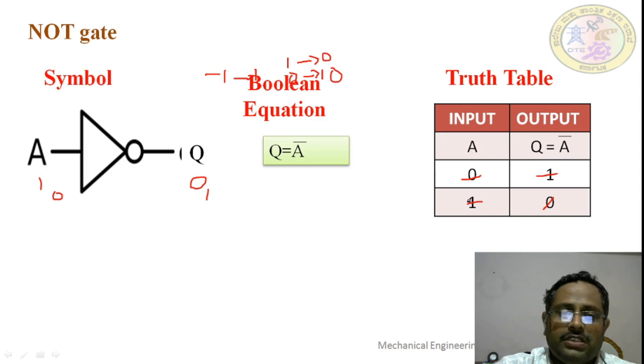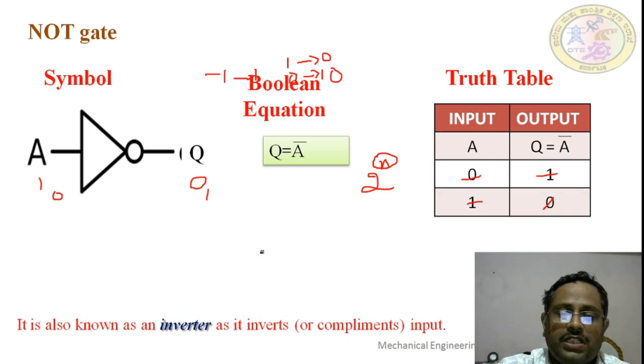You can ask, in the previous gate there were 2 inputs and 4 combinations, here it is 2. Already I told you it is 2 to the power of n combinations, where n is the number of inputs. Here it is only one input, that's why 2 to the power of 1, 2 combinations. This NOT gate is also known as an inverter, as it inverts or complements its input.